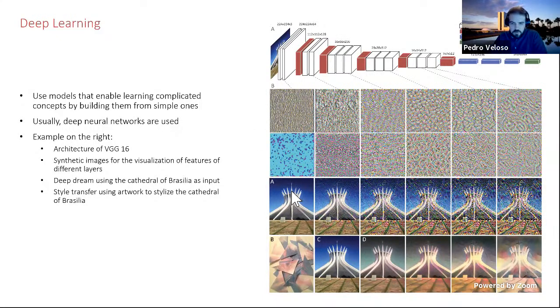And here's just an example. I'm taking an image of the Cathedral of Brasilia, a building by Oscar Niemeyer, and I'm using a technique called, I think, Deep Dream. So I'm basically hallucinating.